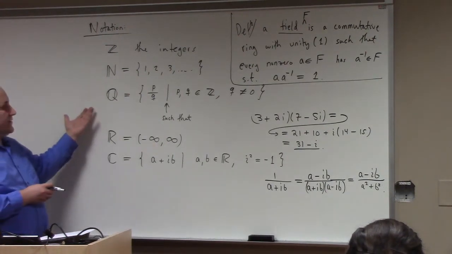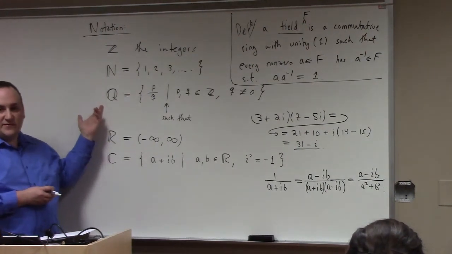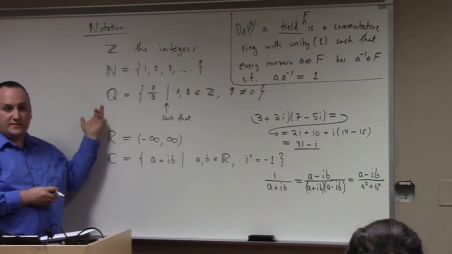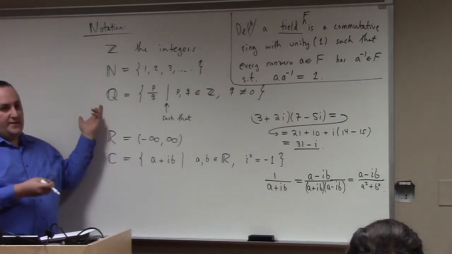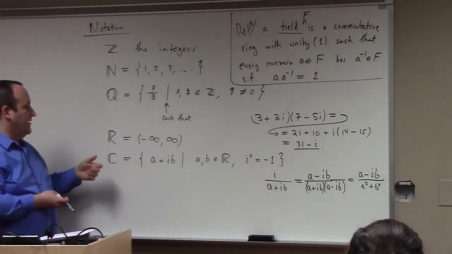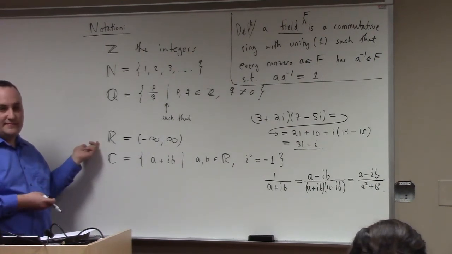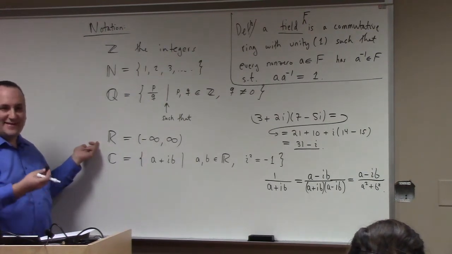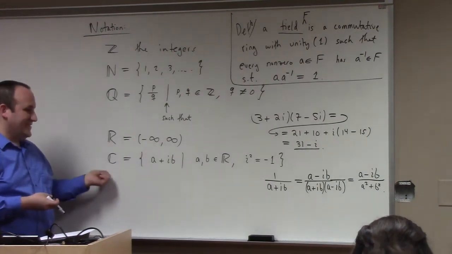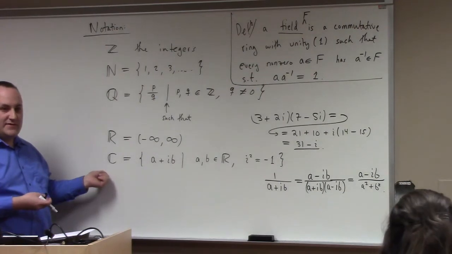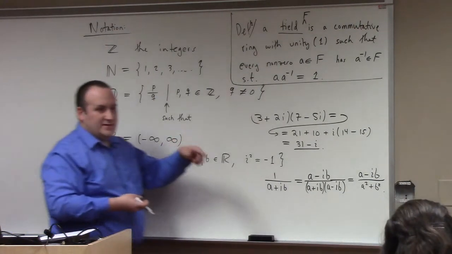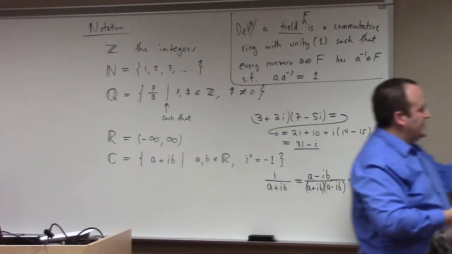If a rational number is non-zero, what's its multiplicative inverse? P over Q has multiplicative inverse Q over P, right? Real number, well, you kind of know it. What's the multiplicative inverse of pi? 1 over pi, right? But I just showed you how to find the multiplicative inverse in C. Now, these are a little bit sneakier. What's the multiplicative inverse of 1 here?